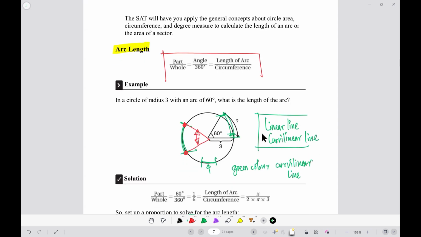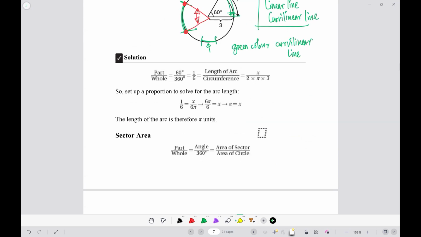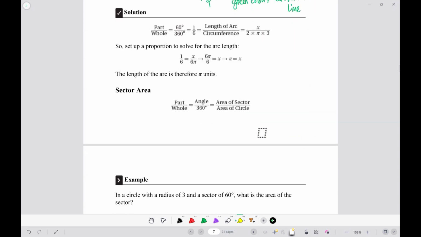And we have a formula here. The formula says that part divided by whole equals angle divided by 360 degrees, which equals the length of the arc divided by the circumference. Maybe we're going to solve some mathematical problems using this formula. It's a very useful formula.